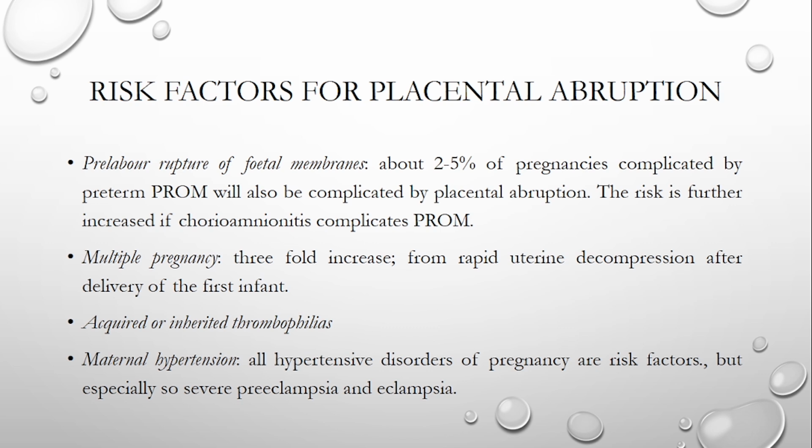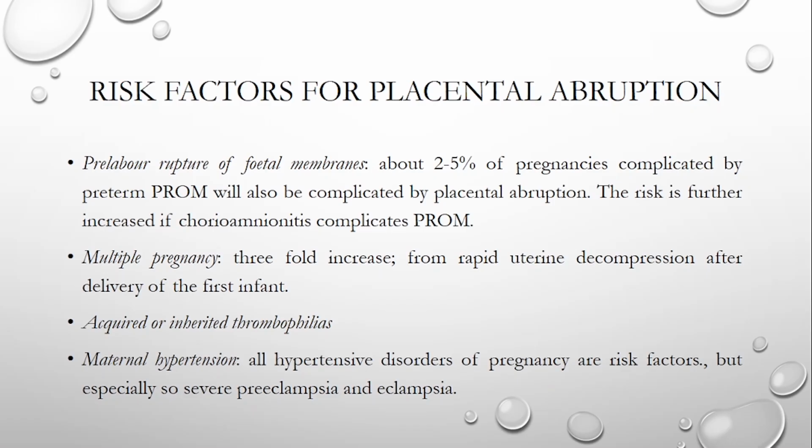Multiple pregnancies. In multiple pregnancies, we have a 3-fold increase due to rapid uterine decompression after delivery of the first fetus. Acquired or inherited thrombophilia is one. Then maternal hypertension.